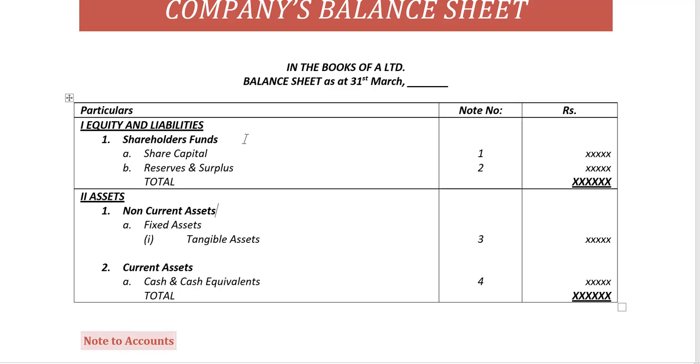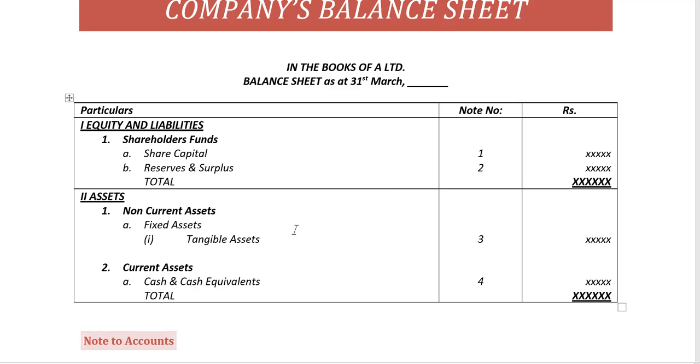The format is like this. We need to write 1, shareholders' funds, and below that, A, share capital. Against note number 1, which we will depict later, we'll write the amount of the paid up share capital. And B, reserves and surplus. Against 2, we will write the amount of the security premium reserve, capital reserve, etc.